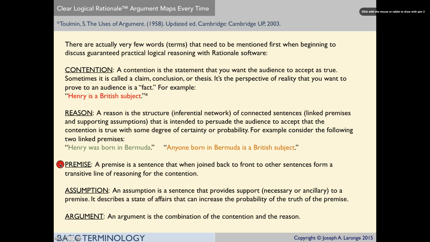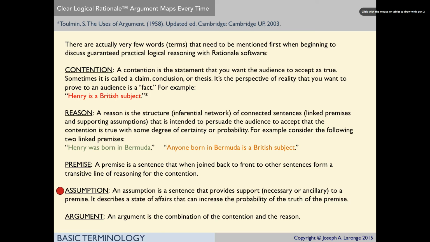Our next term is a premise. A premise is a sentence that, when joined back to front, and I'll explain that one in great detail, to other sentences, form a transitive line of reasoning for the contention. And this whole topic of premises, which we'll be starting out first in our more detailed explanation, we'll go through that very slowly and carefully with a lot of examples. So what this definition implies is made clear.